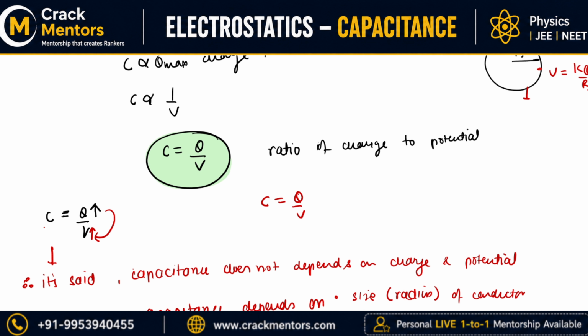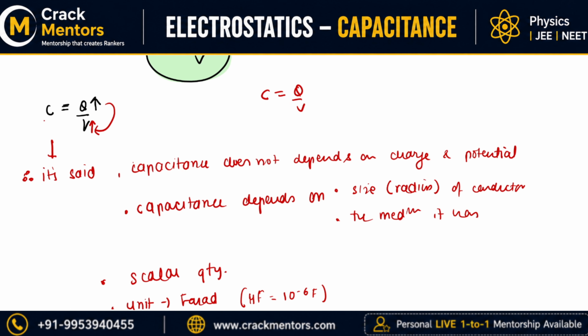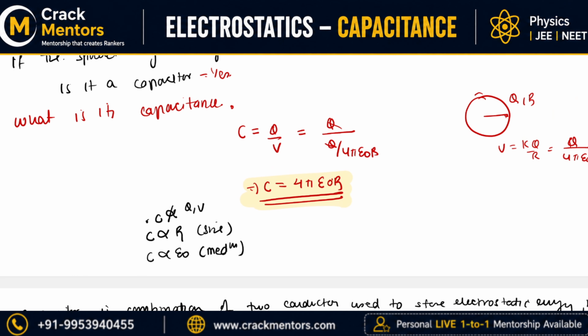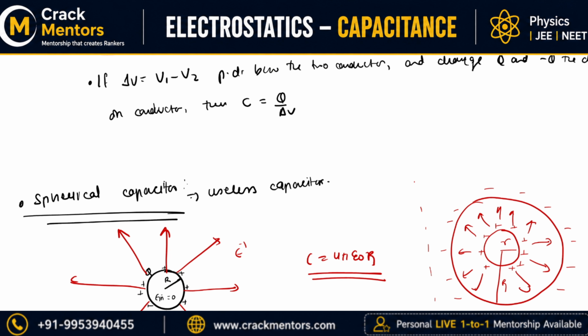But you will find it strange that the capacitance does not depend upon the charge and the potential, because if you increase the charge, the potential will automatically increase and adjust. Instead, capacitance depends upon the size and the medium it holds. I got the proof using a spherical capacitor, where the capacitance is 4 pi epsilon naught R, dependent upon the radius and the medium, not on the charges.